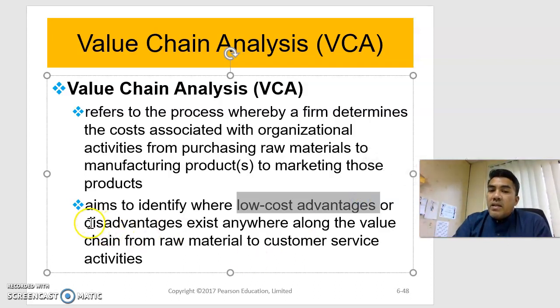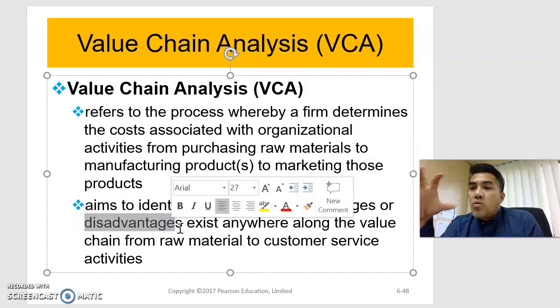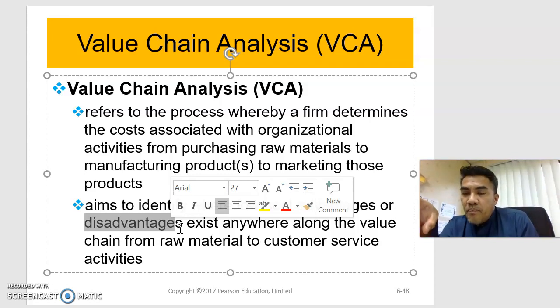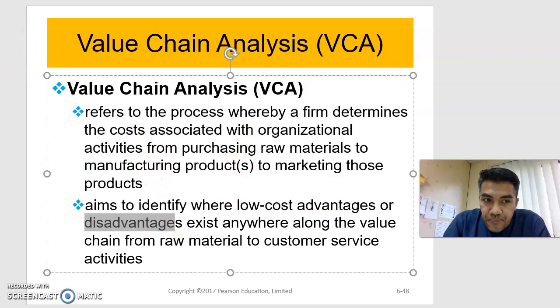And if you identify a low cost disadvantage, maybe you need to decide whether you want to keep that particular activity within your organization, or whether you want to outsource it to an external consultant or constituents in order to deliver that particular function for your organization. So it's a big decision that needs to be made based on this value chain analysis.